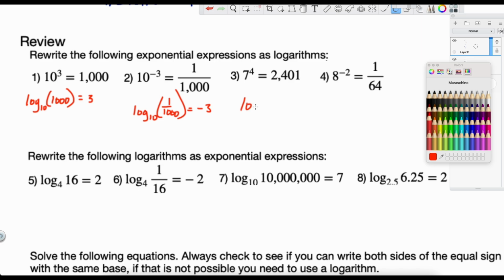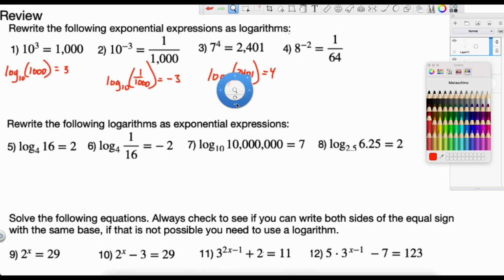So log base 7 of 2401 equals 4. Log base 8 of 1/64 equals -2.